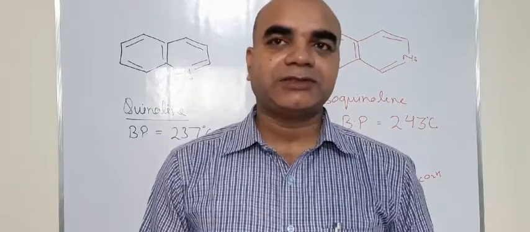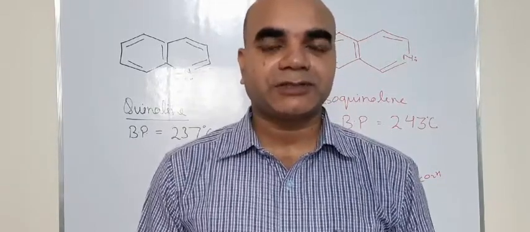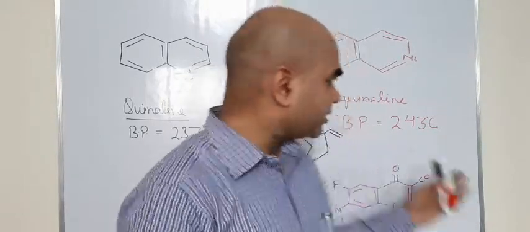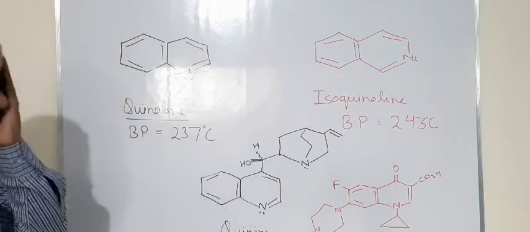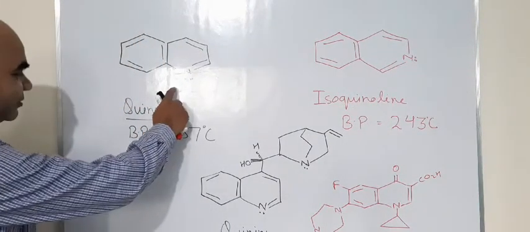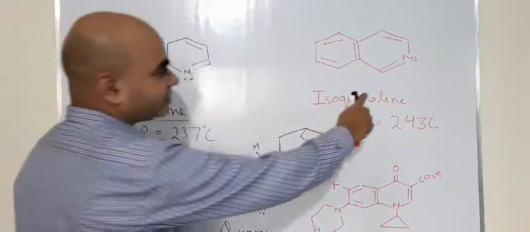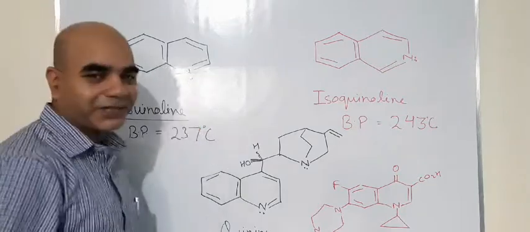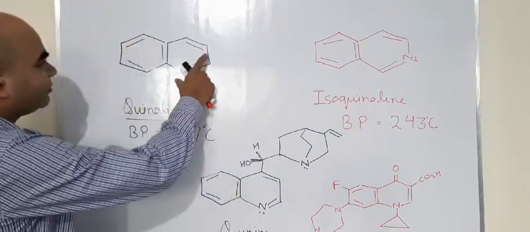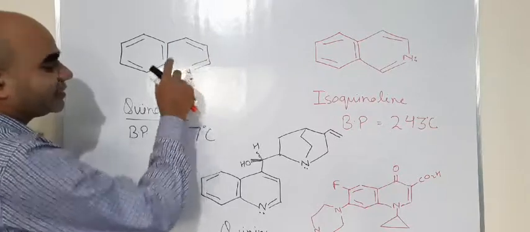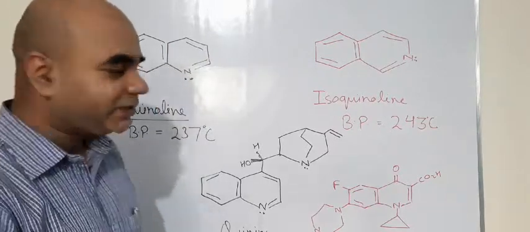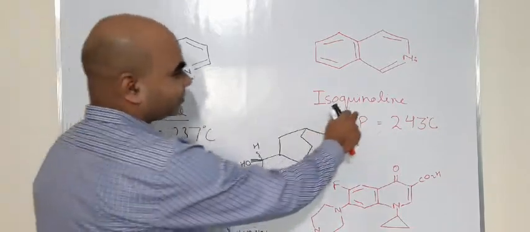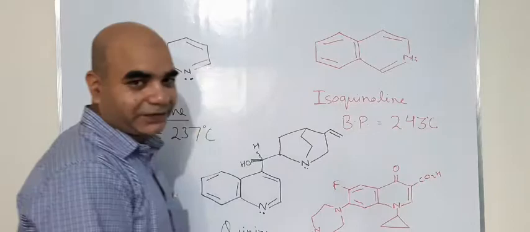So in today's session we will focus on the chemistry of quinoline, and as you can see here, this is the structure of quinoline and this is the structure of isoquinoline. The difference is the position of nitrogen in the ring. Here one 6-membered heterocycle containing a nitrogen atom, as in pyridine, is fused with the benzene ring. So the difference between quinoline and isoquinoline is the position of nitrogen.